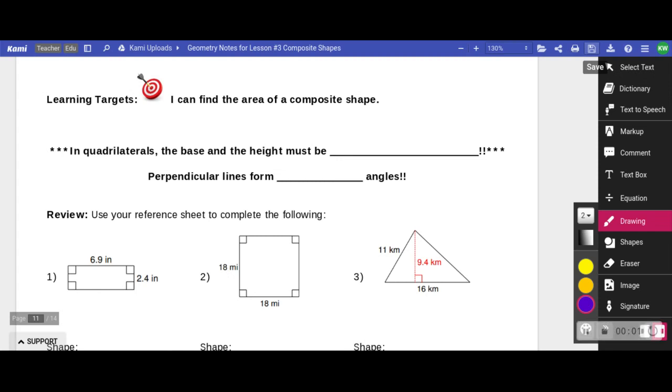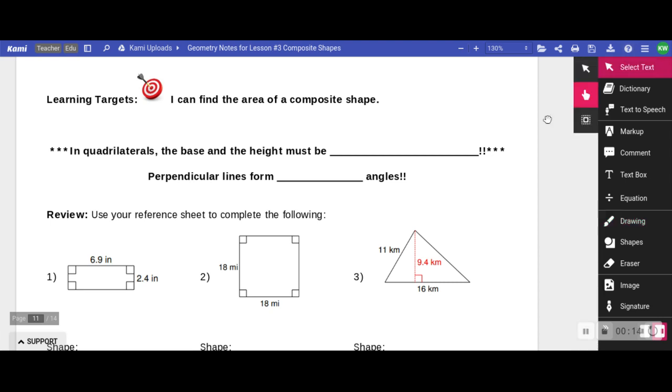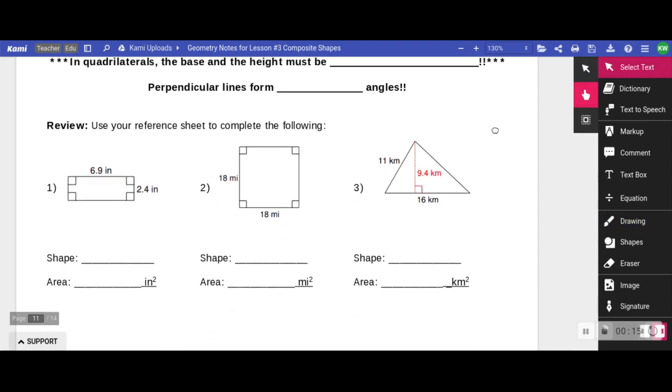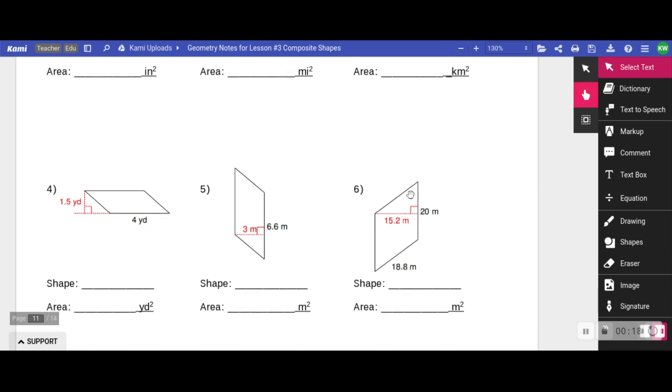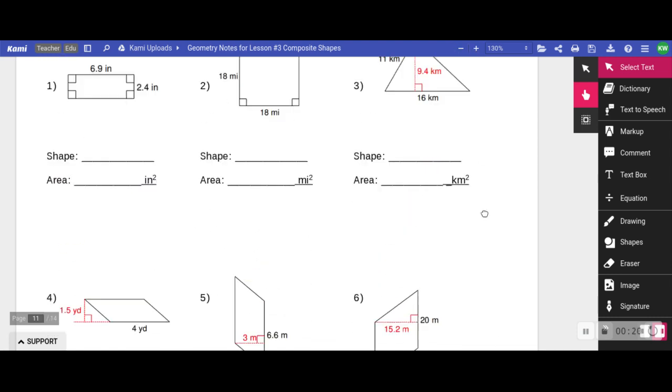All right, guys, today I'm going to be teaching the third day of the geometry unit, which is I can find the area of a composite shape. I'm going to be talking more about what a composite shape is in a minute, but on this first page, we're going to be talking about some basic shapes that you already know, like a rectangle, a square, a triangle, and these three at the bottom are parallelograms.